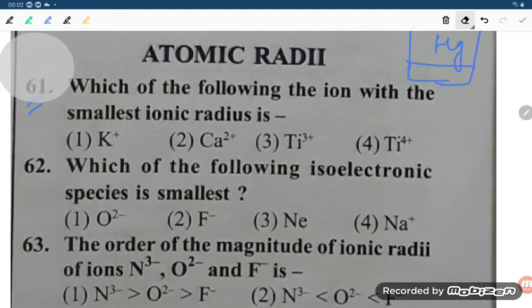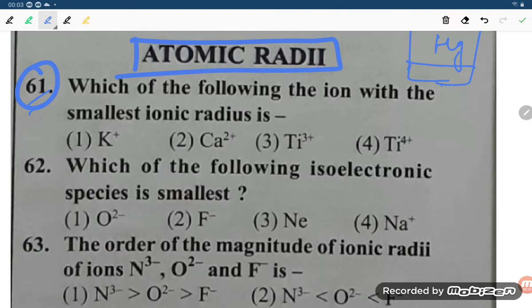Hello, good evening, friend. Now let us see the next problem, that is problem number 61. These are all problems based on the atomic radii, students, which we have to understand.